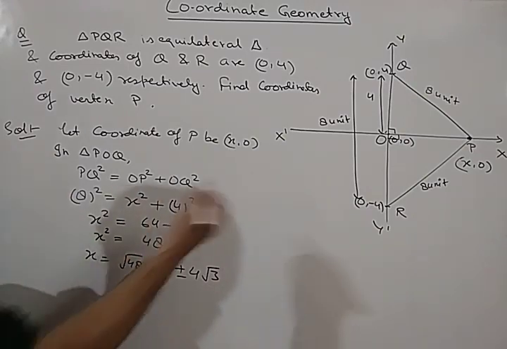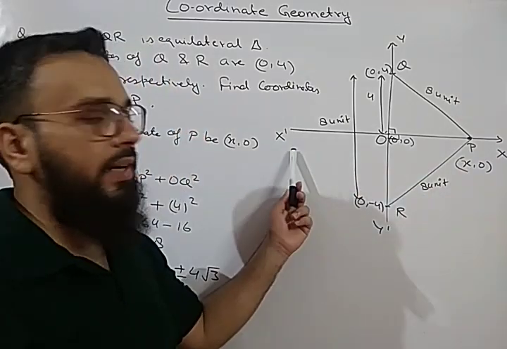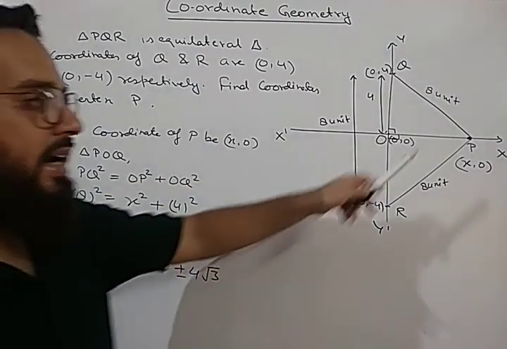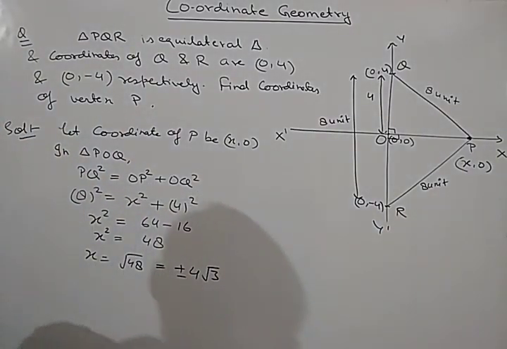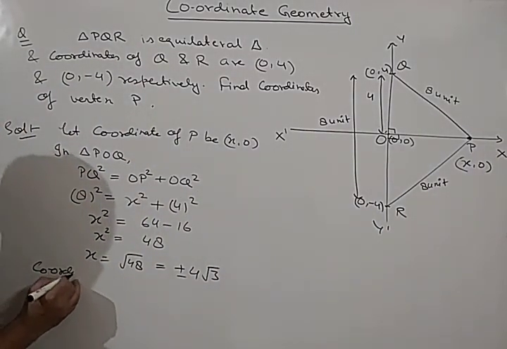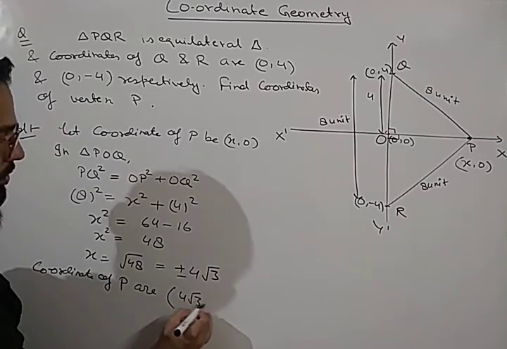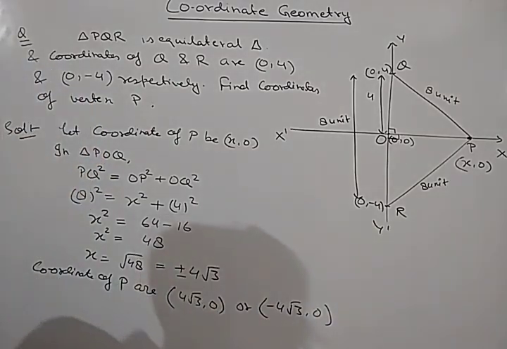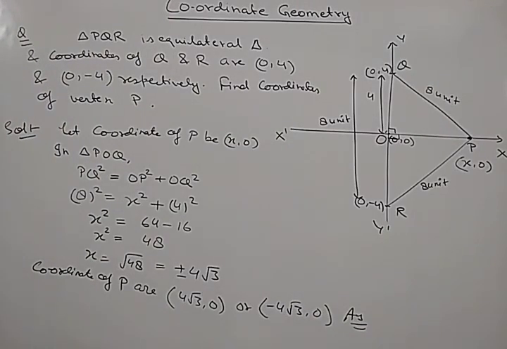Now I have already told you that point P can lie on the positive x-axis as well as on the negative x-axis. So if it lies on the positive x-axis, then we will take plus 4 root 3 comma 0. And if this point is lying on the negative x-axis, then we will take minus 4 root 3 comma 0. So the answer will be, coordinates of vertex P are 4 root 3 comma 0 or minus 4 root 3 comma 0. These both may be the answer. Note it down. This is a very important question.